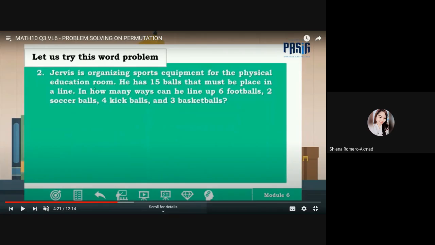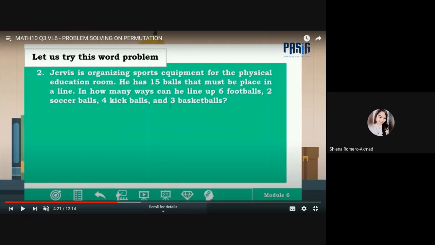Okay? Next, Jervis is organizing sports equipment for the physical education room. He has 15 balls and must be placed in a line. So, he will place the balls in a line. But the twist here is that there are 6 footballs, 2 soccer balls, 4 kickballs, and 3 basketball balls. Okay? So, what we will do here is, since the footballs are all the same, the soccer balls the same, the kickballs and basketballs too, we will be using the formula for distinguishable.